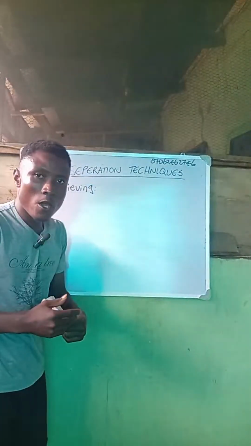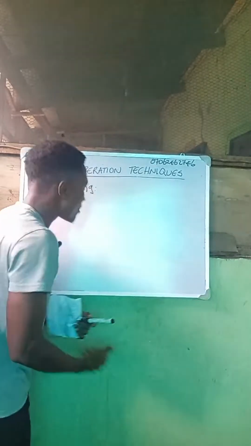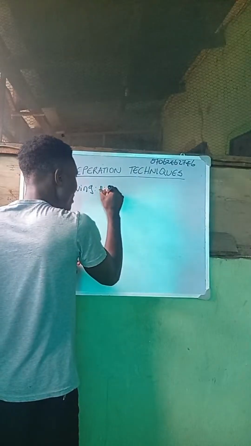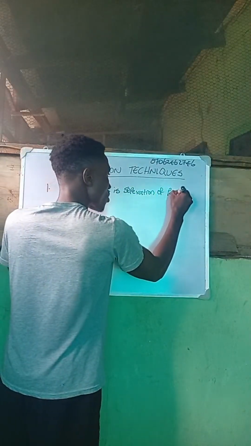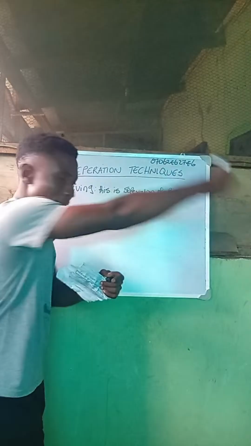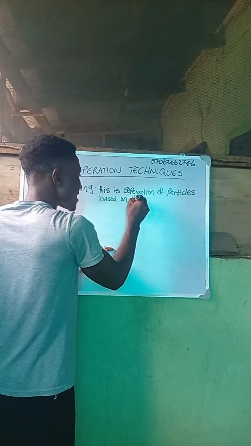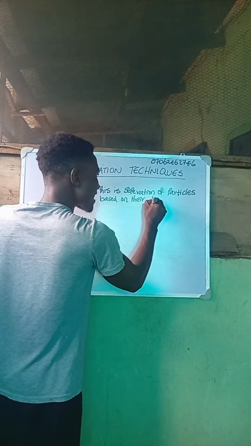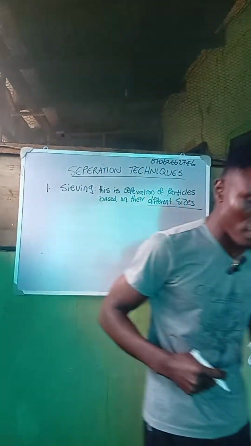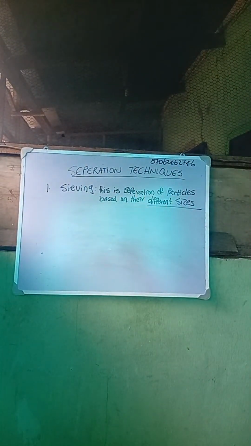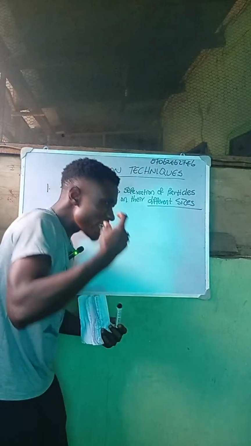So what is sieving? Sieving is a separation of particles based on their different sizes. It's not just the separation of particles, it's the separation of particles based on their different sizes. Take note of this. Underline it. Based on their different what? Sizes. So when you're talking about sieving, it's a separation of particles based on their different sizes.